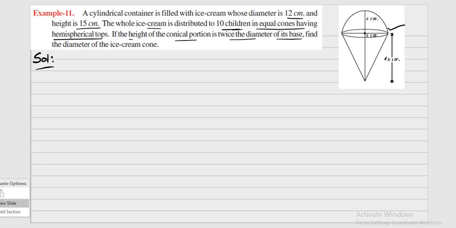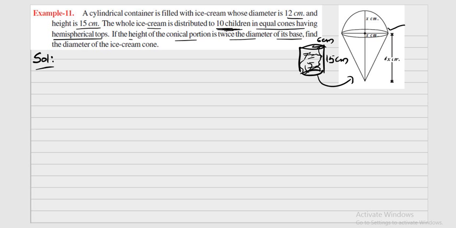So how to do this particular problem? So let us see this. There is a cylindrical container, so there is a cylinder. In this cylindrical container, the diameter is 12 centimeters. That means radius is 6 centimeters and its height is 15 centimeters. So this is filled with ice cream. So this total ice cream has to be shifted into this particular shaped cone ice cream, right? So the ice cream that is present in this cylinder, we need to fill into 10 ice cream cones.